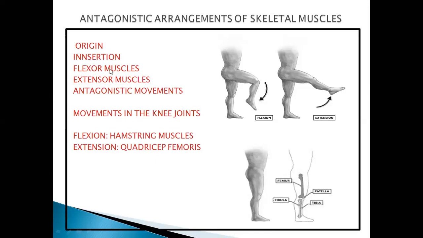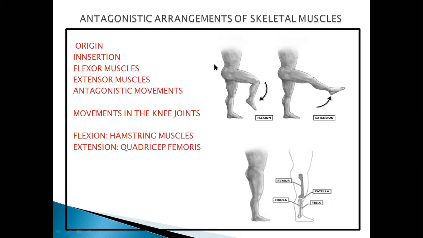Next, it is the flexor muscles and the extensor muscles. When muscles contract, they are known as the flexor muscles. Next is the extensor muscles. Here you can see the process. It is contracting. The muscles are called the flexor when they contract like this. And when the muscles are in relaxed condition, they are known as the extensor muscles. These opposite movements, the flexion and the extension, are called the antagonistic movements.